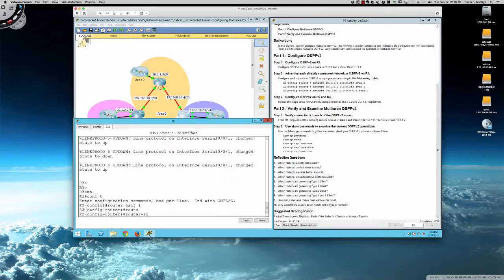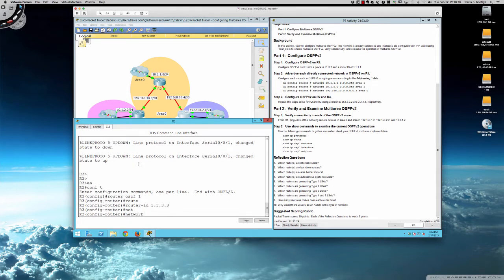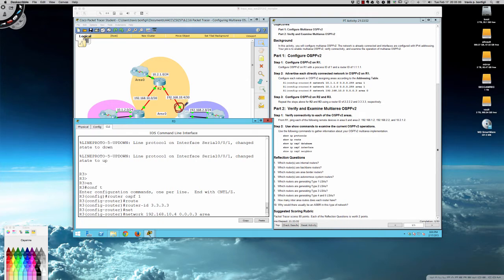We're going to set our router ID to 3.3.3.3, and then we're going to use some network statements. And so this one is 192.168.10.4, and again it's a slash 30, so it'll be a 0.0.0.3. The interface that we're looking at on router 3 is actually this interface right here, for that network, and it sits in area 0.